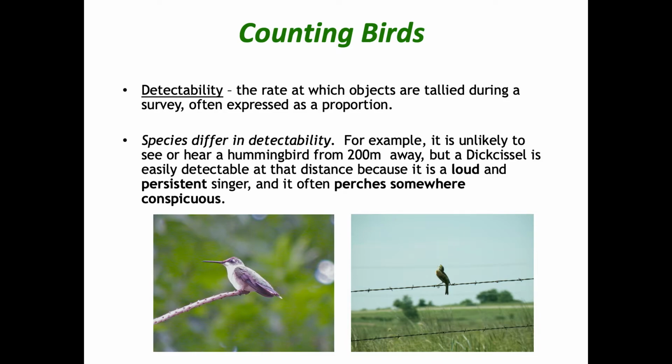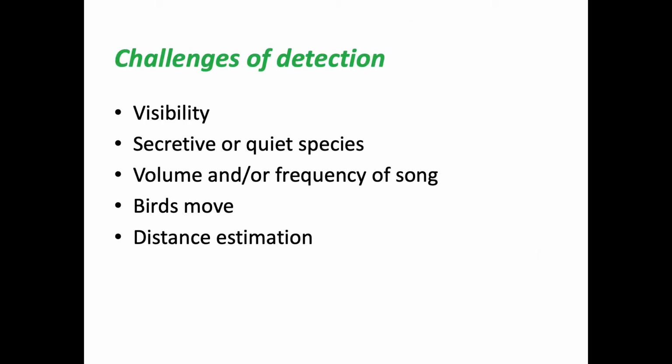So my example here is dickcissel is generally a lot more detectable than ruby-throated hummingbird. Dickcissel is louder, sings more frequently, and it has this behavior in which it's almost always seeking an elevated perch. So even if you can't necessarily hear it, you're likely to see it on its perch. Much more likely to see it than you would, let's say, a hummingbird, especially at a distance. So if you're close enough, you're going to detect that hummingbird too. But detecting a hummingbird at 200 meters is really unlikely. Detecting a dickcissel, super easy.